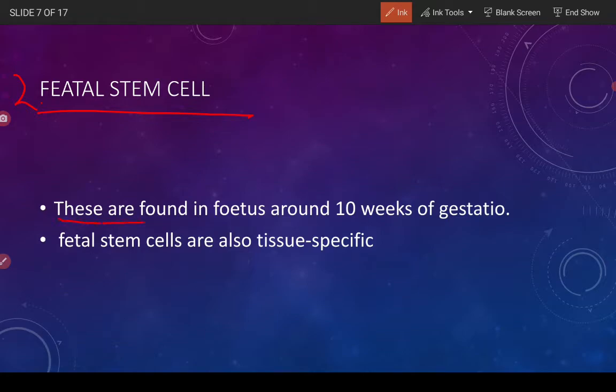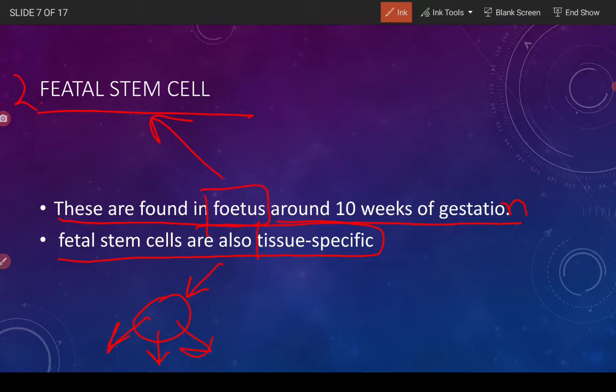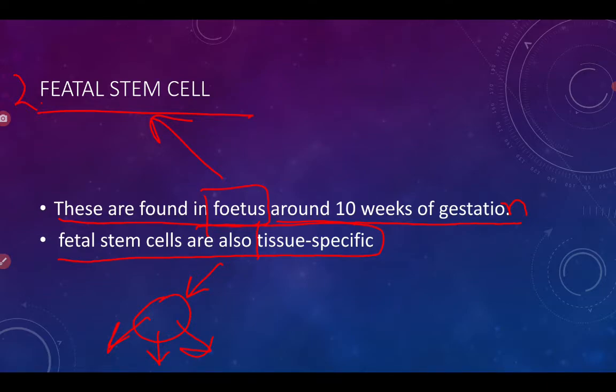So fetal stem cells are found in the fetus around 10 weeks of gestation. After 10 weeks of gestation, the fetus that is formed has fetal stem cells, and the fetal stem cells are also tissue specific. That is, every tissue has a specific kind of fetal stem cell that differentiates into different kinds of tissues or organs.